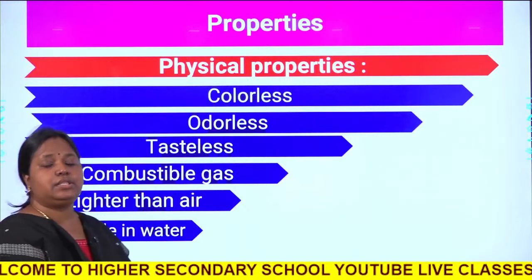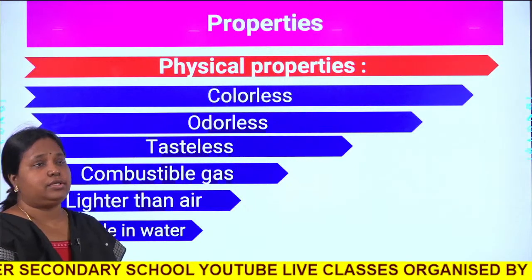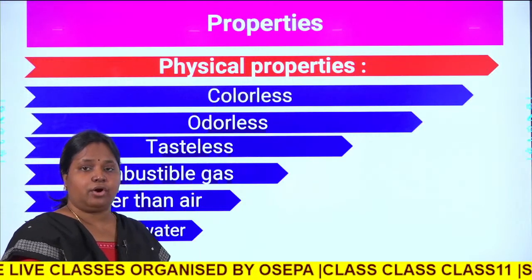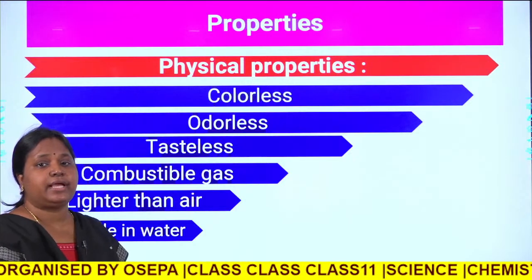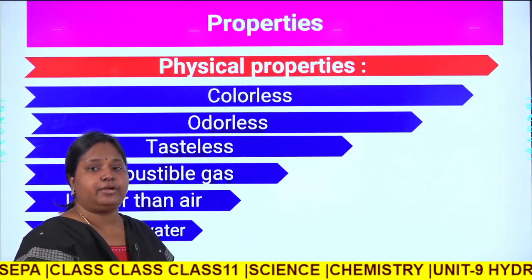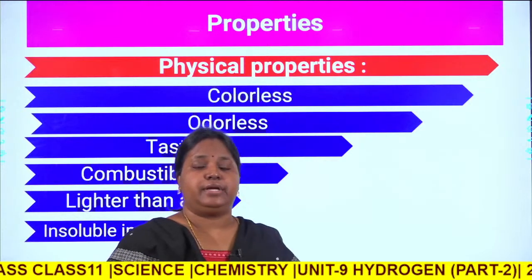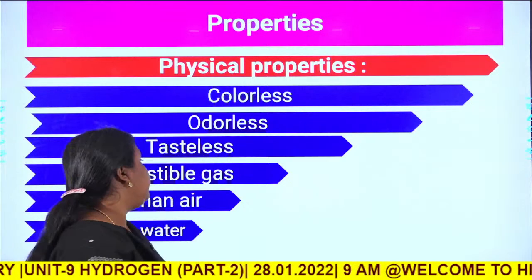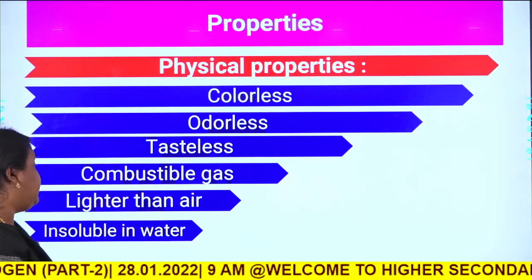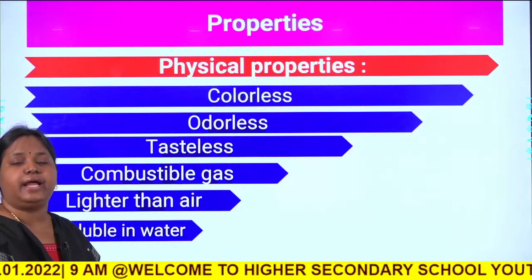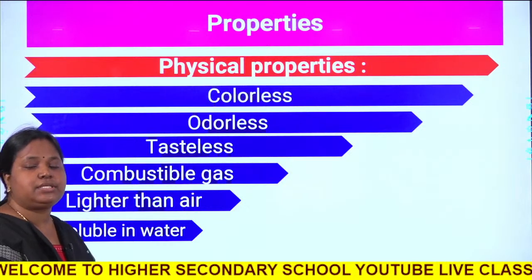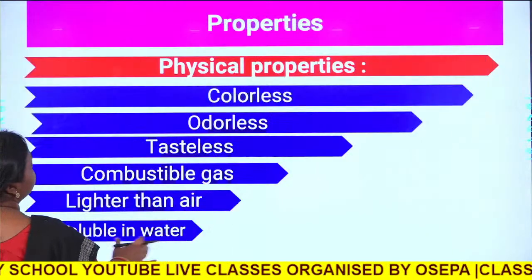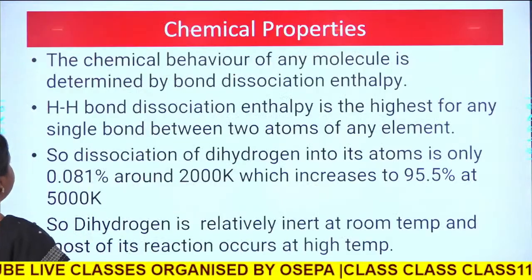Now let us see the properties of dihydrogen. These are the physical properties. It is a colorless gas, an odorless gas, a combustible gas. From school you know that hydrogen is combustible. It does not help in combustion, but it is itself highly combustible. Then it is tasteless, it is insoluble in water and it is lighter than air. These are some physical properties of hydrogen. Now let us see the chemical properties.